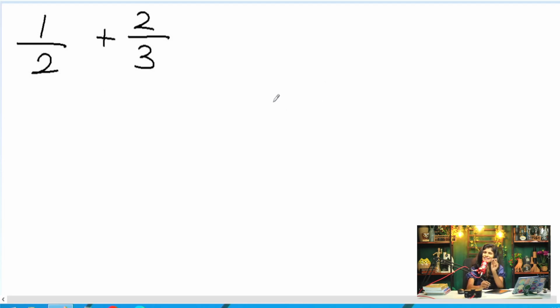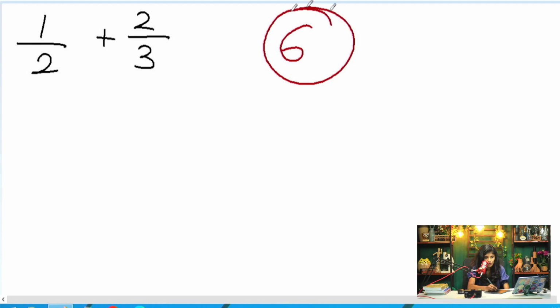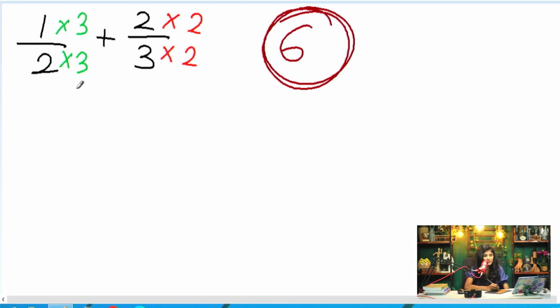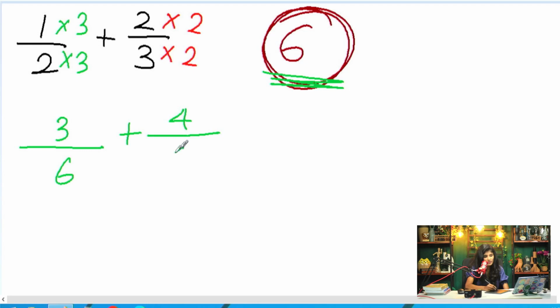So what is the least common denominator I can take? I can take 6, right? So my intention is to make the denominators into 6. Now, to make 6, I am going to multiply 3 by 2, both the sides, and 2 by 3, both the sides. Okay, now 2 times 3 is 6, 3 times 2 is 6. This is done. Okay, so 1 times 3 is 3, 2 times 3 is 6, plus 2 times 2 is 4, 3 times 2 is 6.